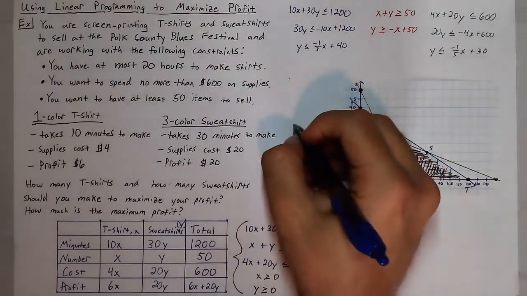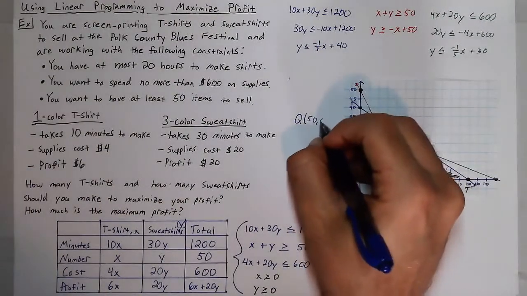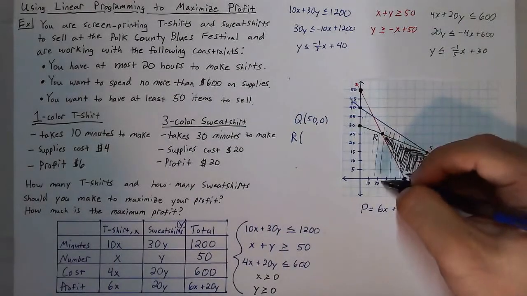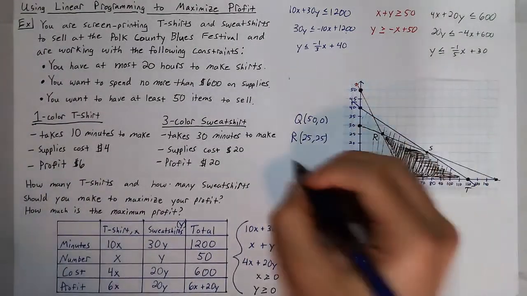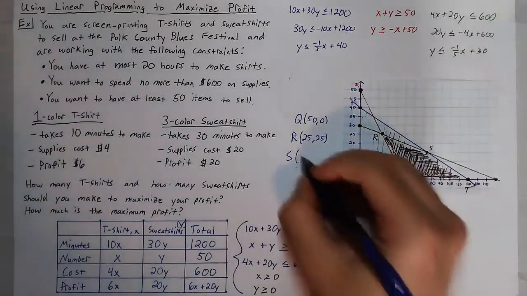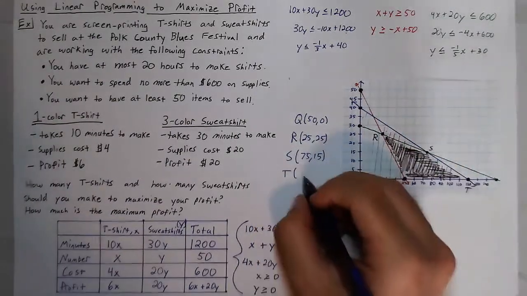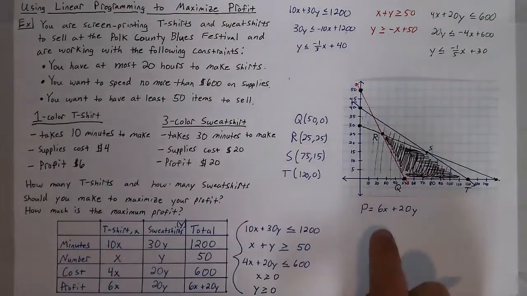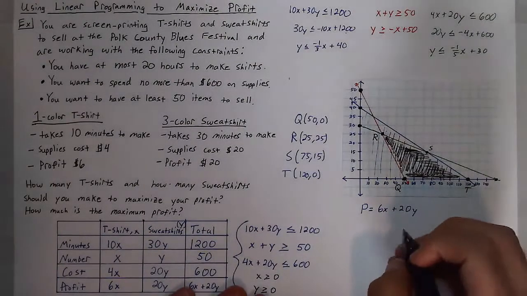So the point Q would be the coordinate 50, 0. R would be the point, it's right in between the two, so 25, 25. S would be the point, it's in between the two again, 75 and 15. And T over here on the right would be 120, 0. And now we're going to plug these into our objective function to see which one gives us our maximum and which one gives us our minimum, with our focus being on what the maximum is.